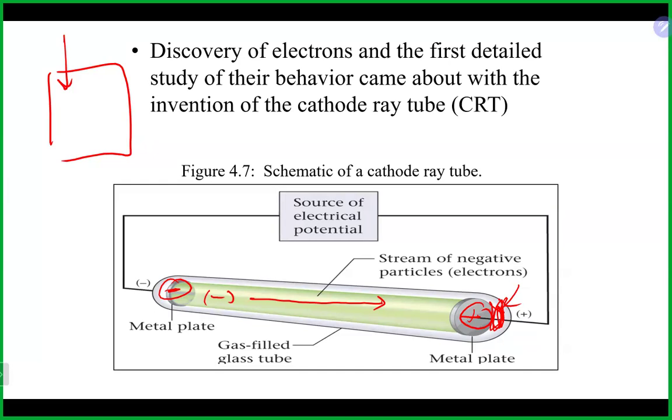Or maybe you've seen an old computer monitor that has the big back to it. Those were CRT computer monitors. You could Google the image, I suppose, at this time. But those are CRT tubes, and they were used a lot to explore the nature of these negatively charged particles like electrons.